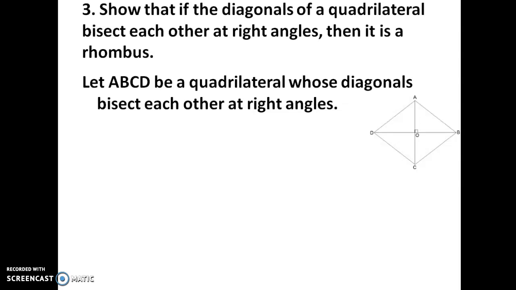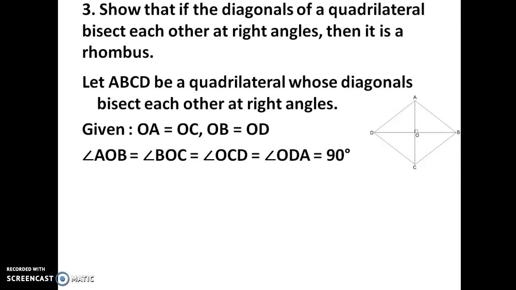So let ABCD be a quadrilateral whose diagonals bisect each other at right angles. Okay, so this is the diagram. You have four sides, and the diagonals intersect at O, and you have 90 degrees at point O. OA equal to OC, OB equal to OD. Bisect each other means they are equal, divided into two equal halves. So that's why we are writing like that. And the angles AOB, AOD, similarly DOC and COB, all these angles are equal to 90 degrees.